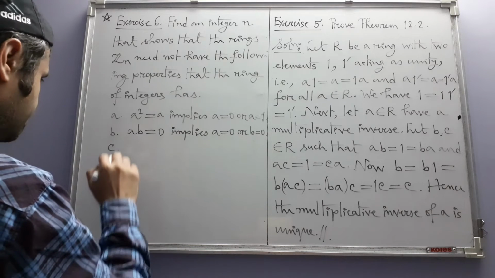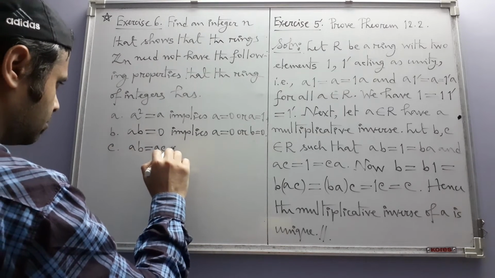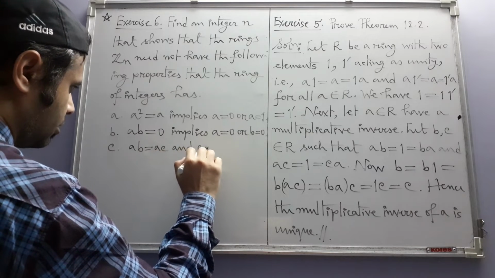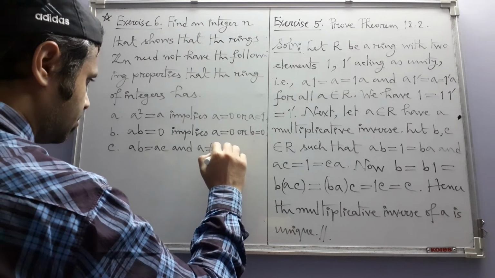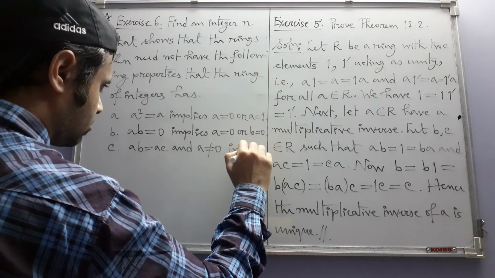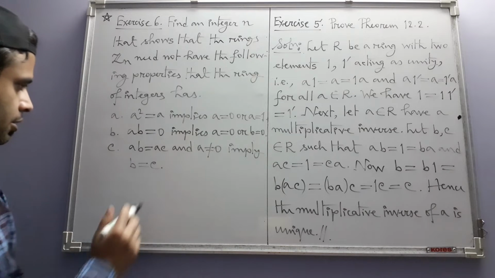Then C, AB equal to AC and A not equal to 0 imply B is equal to C.